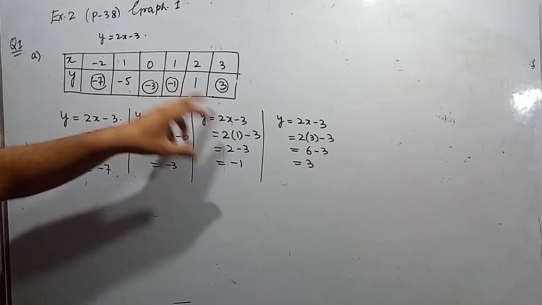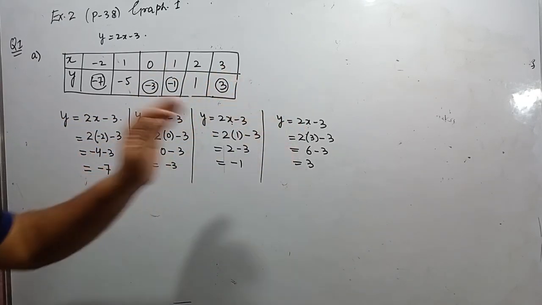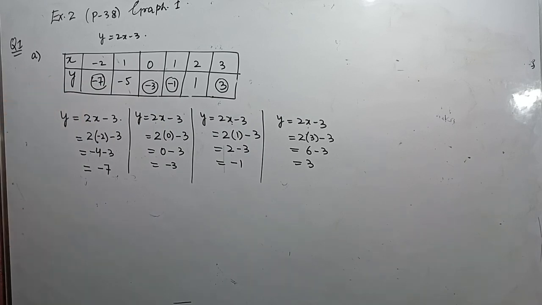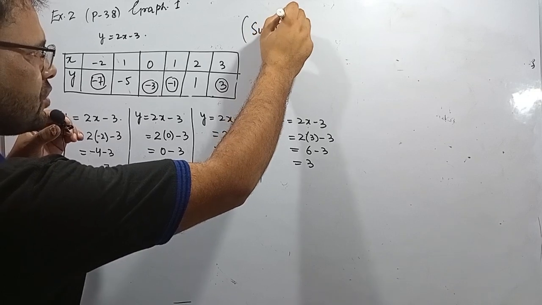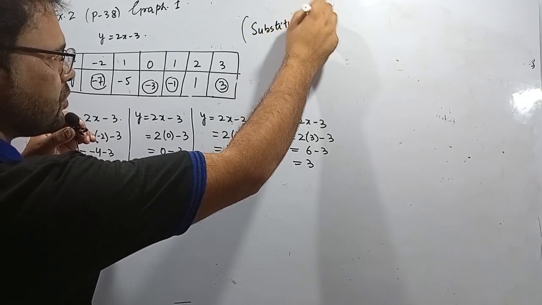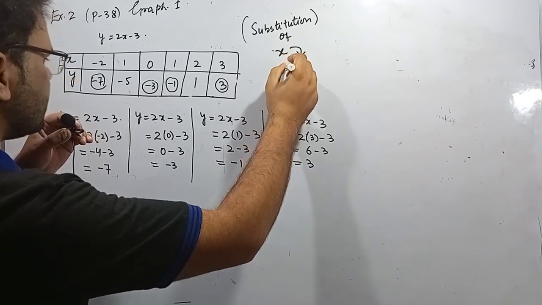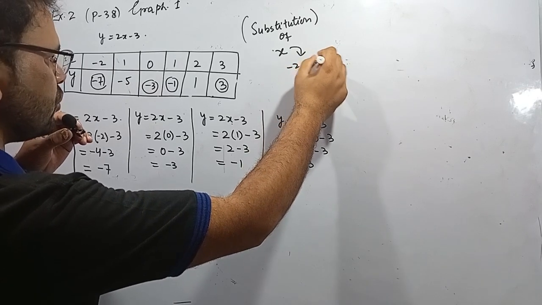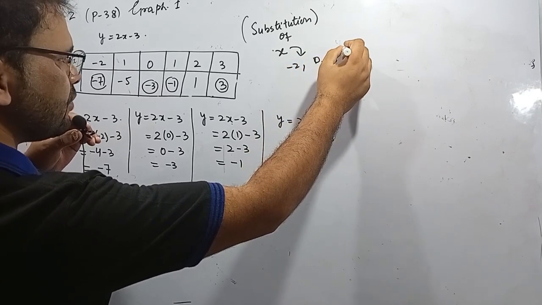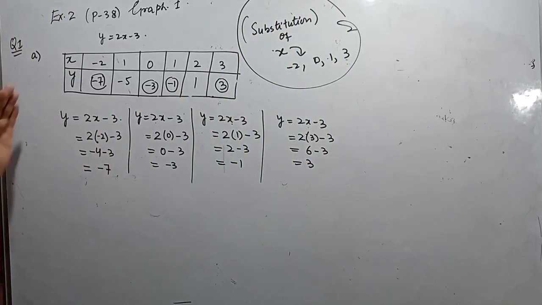Here in place of x, I am writing 1. In place of x I am writing 3. I am only doing the substitution here. First thing you should understand is what we are doing here: substitution. Substitution of x, first minus 2, then 1, then 0, then 1, then 3. We are only doing the substitution so that we get the values of y.